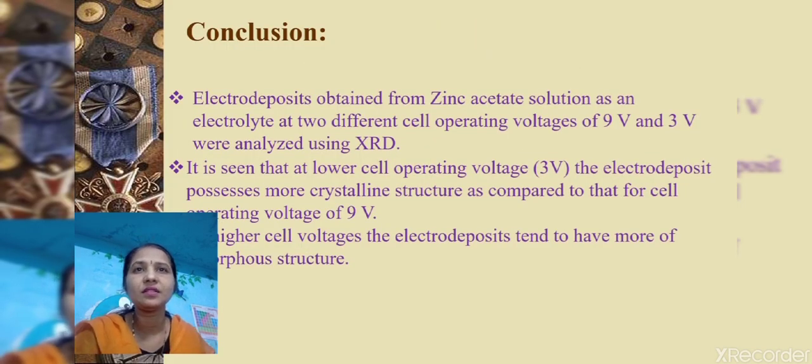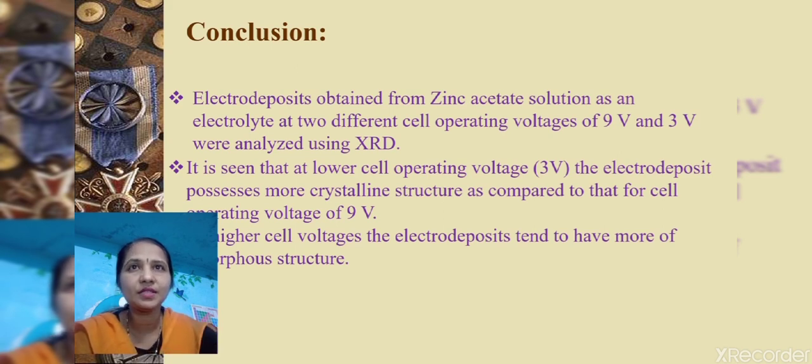Here are the conclusions. Electrodeposits obtained from zinc acetate solution as an electrolyte at two different cell operating voltages of 9 volt and 3 volt were analyzed using XRD. It is seen that at lower operating voltage of 3 volt, the electrodeposit possesses more crystalline structure as compared to that of the cell operating voltage of 9 volt. So, at higher cell voltages, the electrodeposits tend to have more amorphous nature.